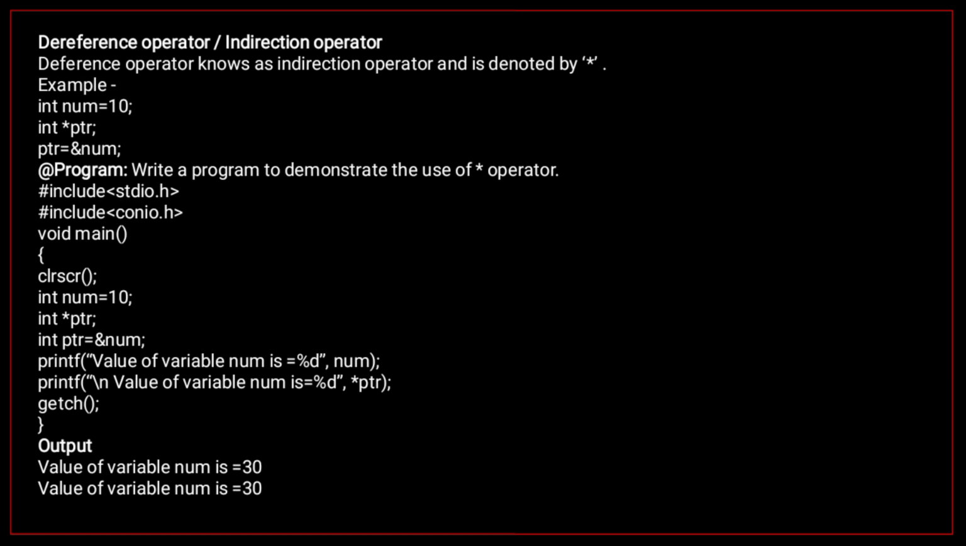Now first we include two header files, stdio.h and conio.h. Then we write the void main function. Then we use the clrscr function to clear the screen. We use one variable num equal to 10. You have to initialize the value 10 into this variable num. Then we use a statement int star ptr semicolon. Then ptr equal to ampersand num semicolon. Now in this example we use the star operator. Now how to use the star operator?